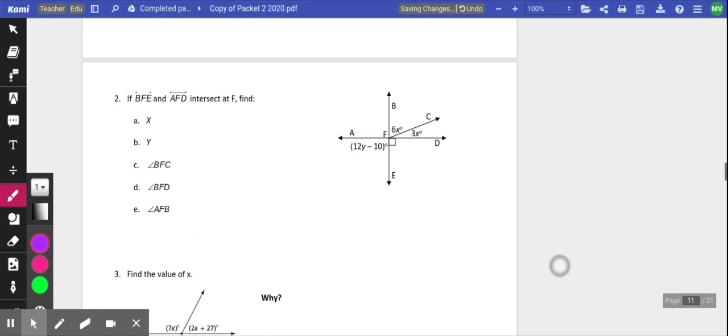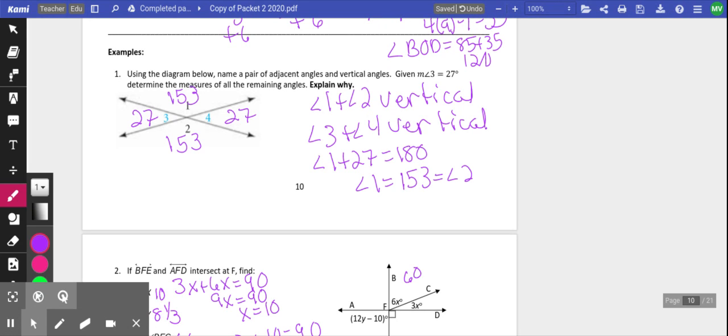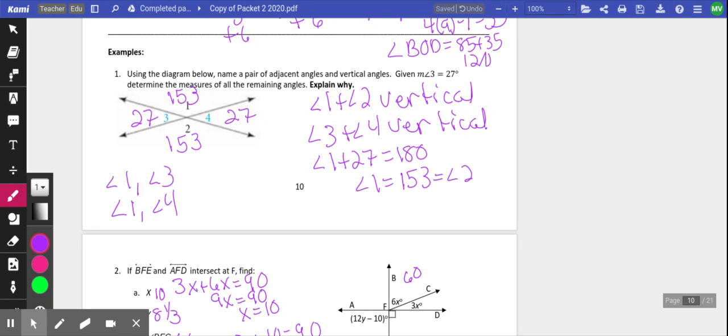So here are some more examples that I want you to try. So pause your video, try these, and then come back. Okay, so hopefully you tried these. Number one, my answer is 1 and 2 are vertical because they're across from each other. 3 and 4 are vertical. Our adjacent angles would be 1 and 3, 1 and 4, 2 and 4, and 2 and 3.